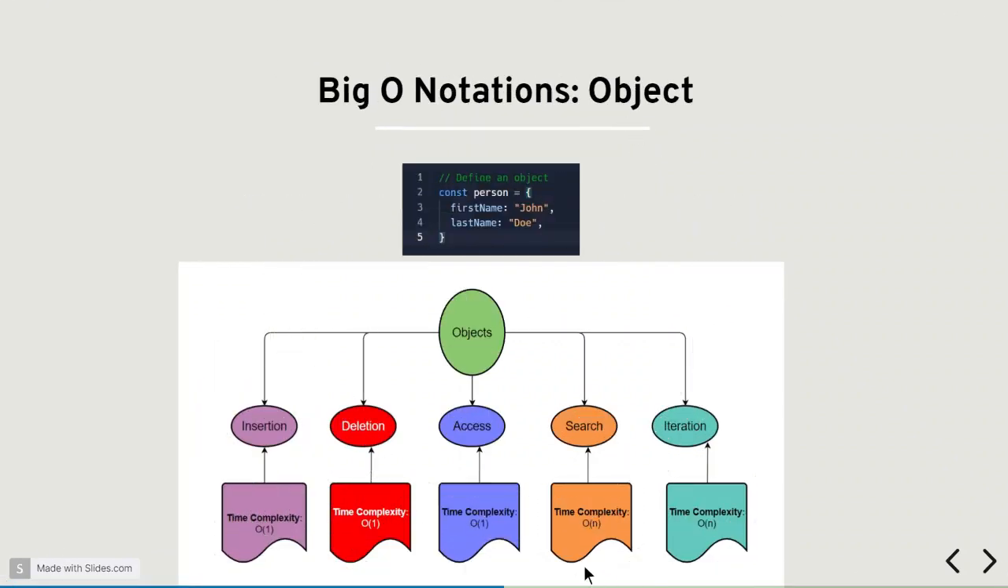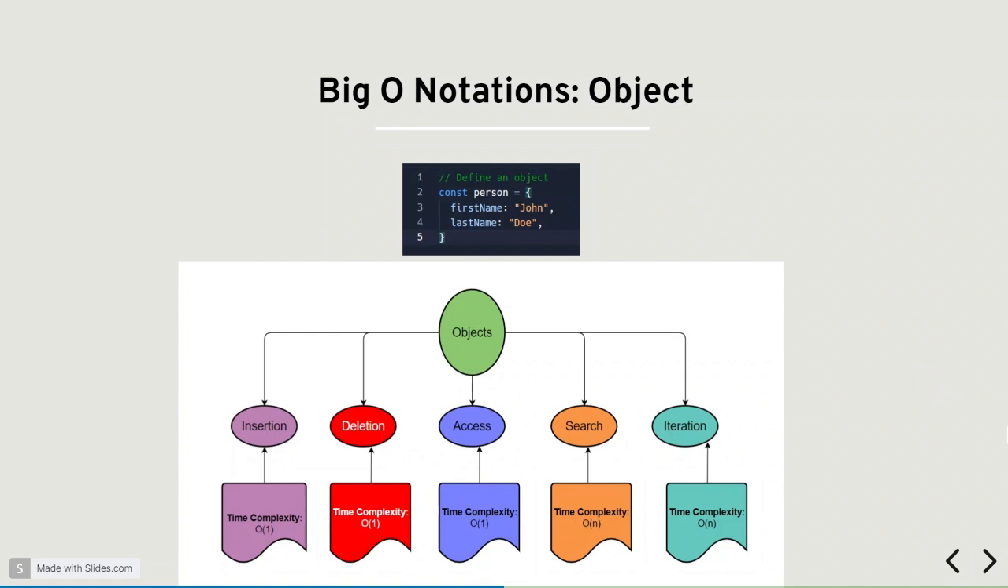Here you can see how we define an object. We have a constant person, where I am defining an object with a first name and last name. Below this you will find a diagram representing an object with different operations like insertion, deletion, access, search, and iteration. It has different types of complexity, shown below.